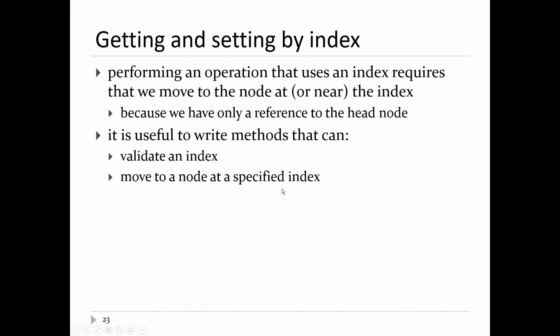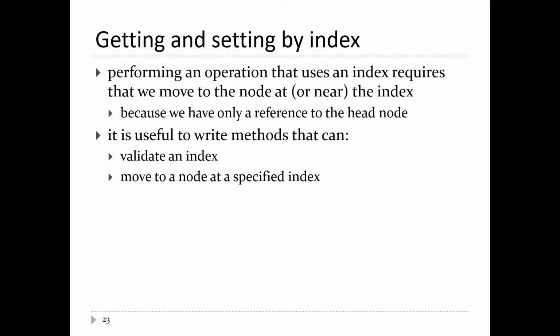Many of the list methods operate by using an index. So when we perform an operation that uses an index, we have to move to the node that's at or near the given index. The reason we have to do this is because we only have a reference to the head node in the linked list class. So if we want to move to the middle of the list, then we have to follow all of the nodes until we get to the node that we want.